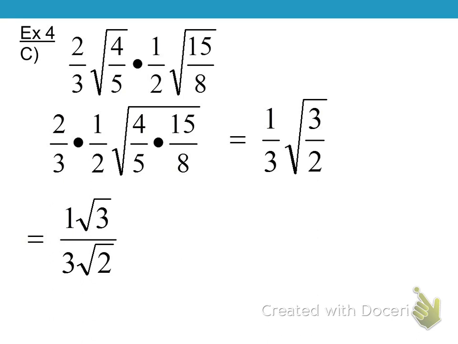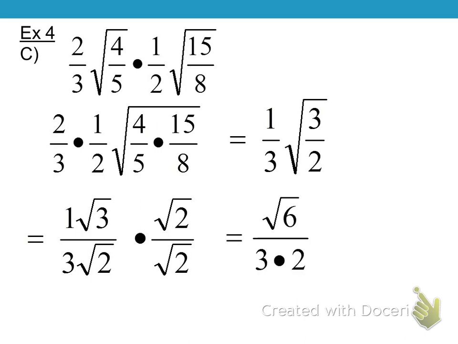All right, so now I'm going to take square root of the top, square root of the bottom. I've got one small issue, and that is the square root 2 in the denominator. How am I going to get rid of square root 2? Multiply top and bottom by square root 2. Up top, I get square root 6. On the bottom, what is the square root of 2 times the square root of 2? It's the square root of 4, which is the number 2. What is 3 times 2? 6.